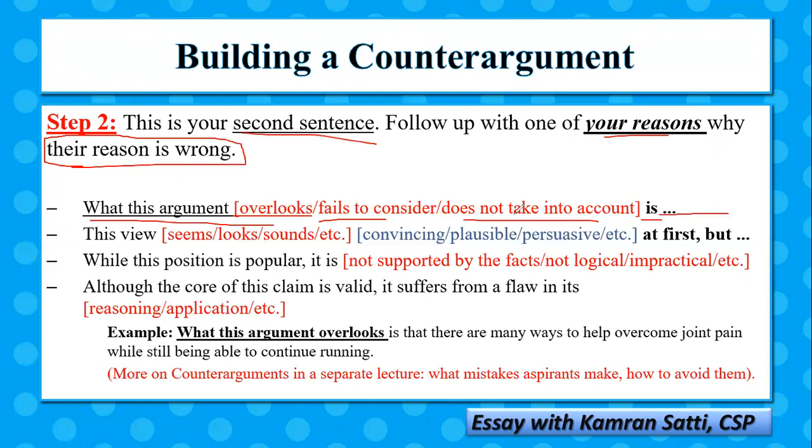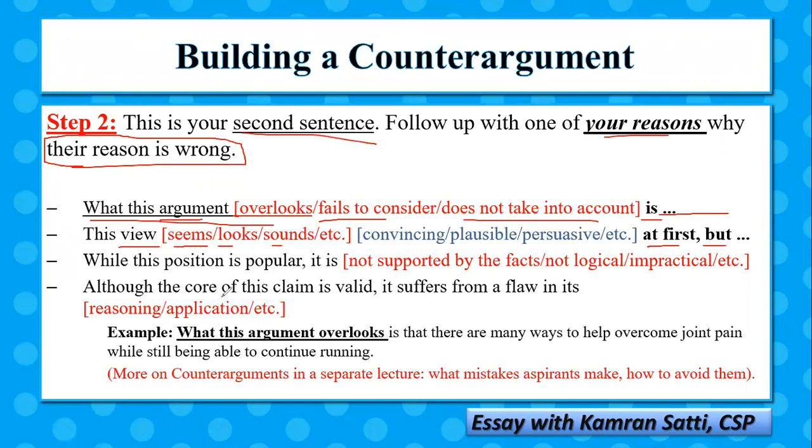Okay, and how could you phrase the second sentence? By using words like this. You could also say, this view seems, looks, sounds convincing, plausible, persuasive at first, but when we explore it in a bit more detail, we find that this opinion does not hold on its own, because once again the fact is that democracy is not vulnerable because of a strong civil society, independent judiciary, and media.